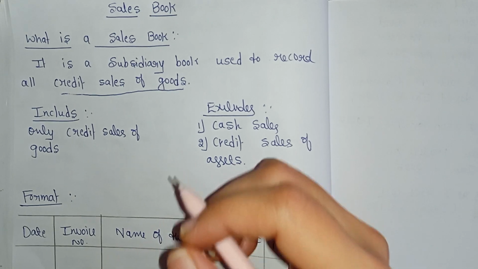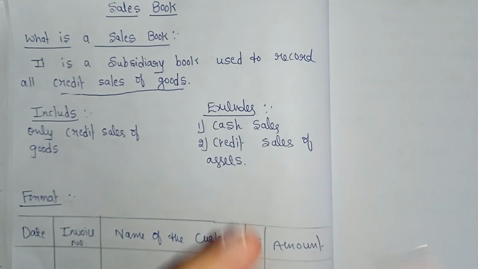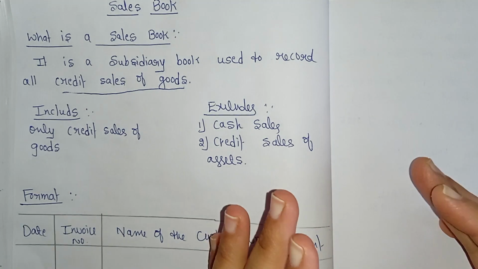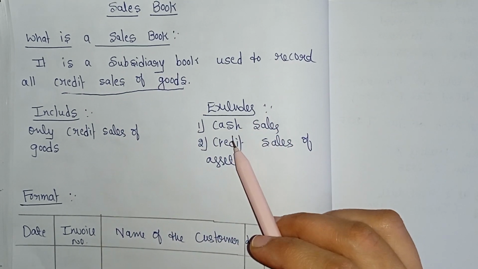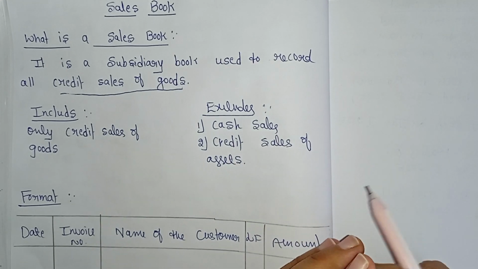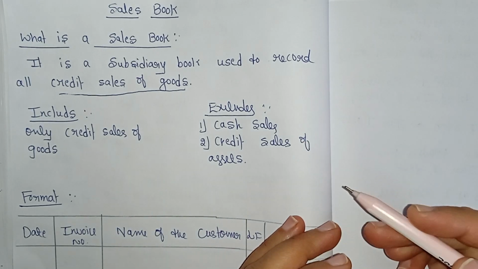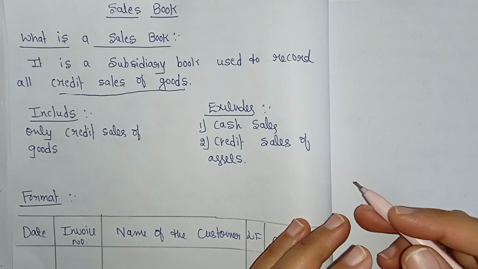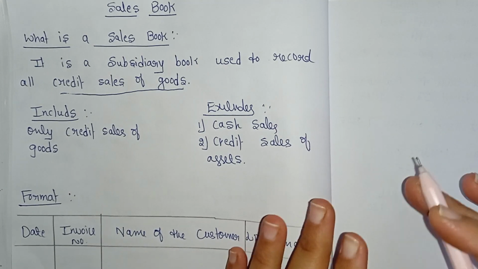The sales book includes only credit sales of goods, that is inventory that is part of the business's regular trading activities. Credit sales of goods means the payment is received later. The sales book excludes cash sales and credit sales of assets like furniture or machinery. These two transactions are not recorded in the sales book. We record only credit sales of goods or inventory.